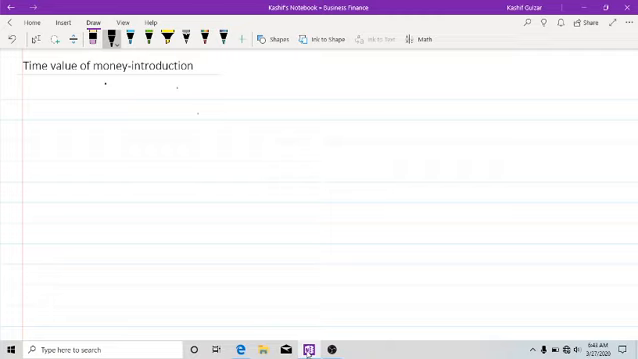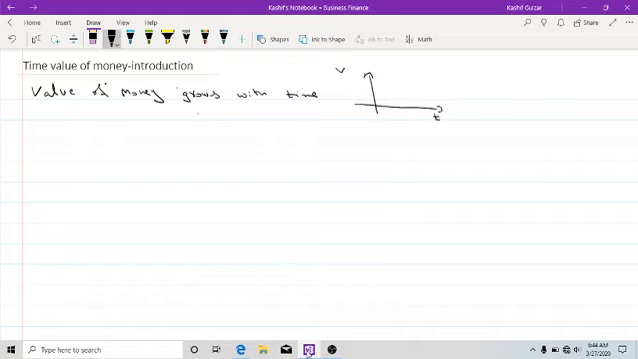As in my previous and online tutorials, I've seen that the value of money grows with time. Graphically, if I say this is the time and this is the value, it is like this. Your value grows with the time.